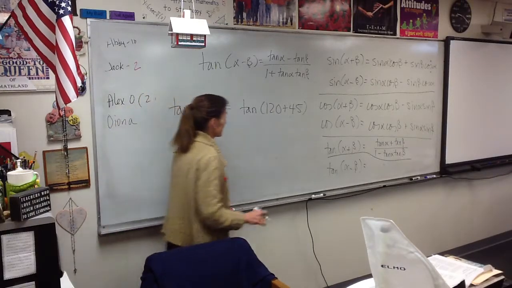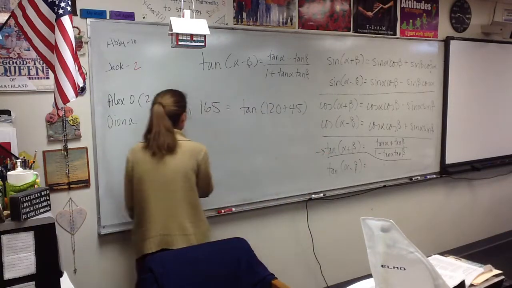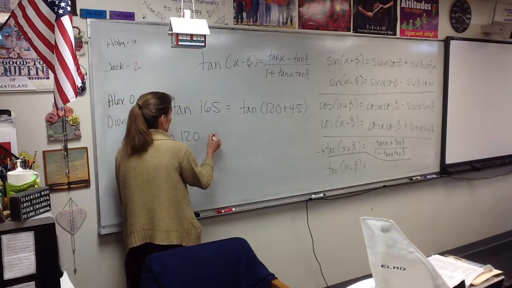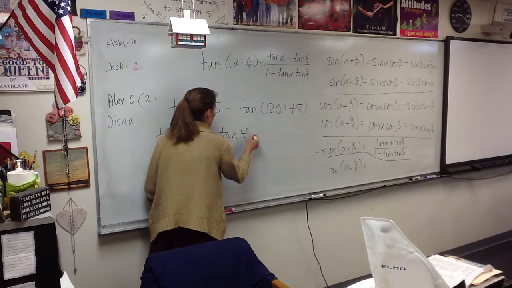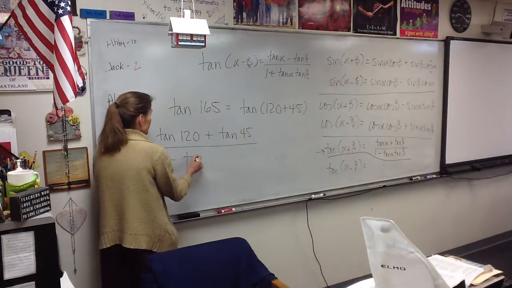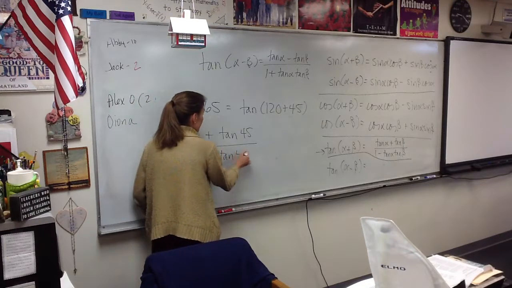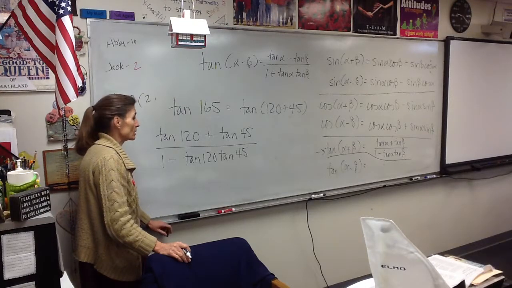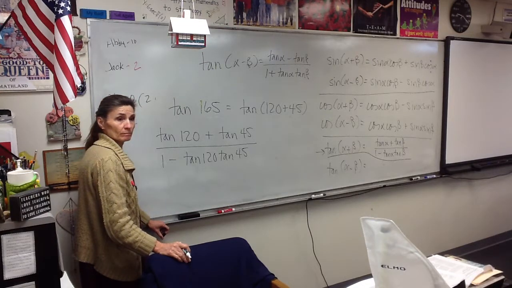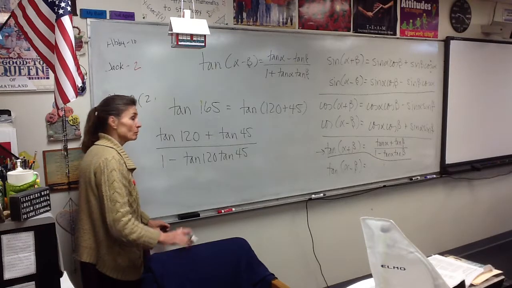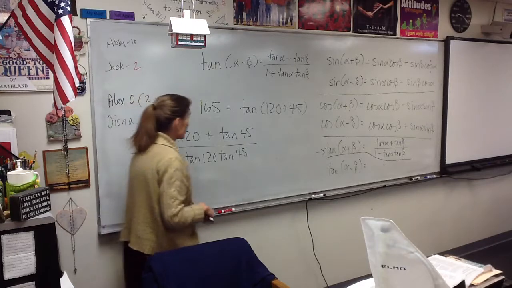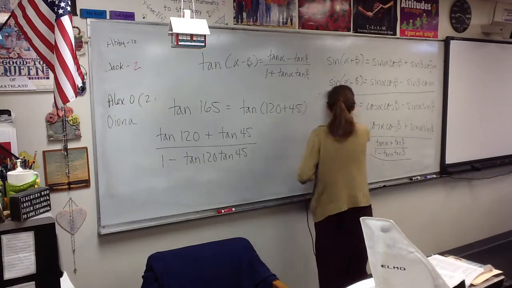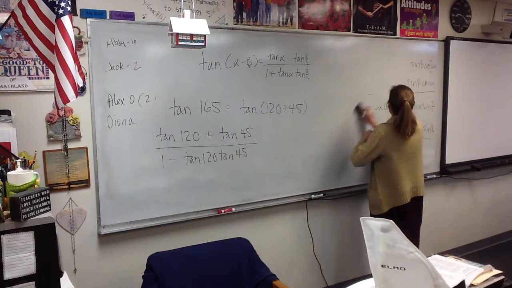All right, this is a plus, so it's this formula right here. So what's that going to look like when I expand it? Tan 120 plus tan 45 over 1 minus tan 120 tan 45? Everybody okay with that? Now what do you think we have to do? We gotta plug in the numbers here, right? So we gotta figure out, and I erased my 45 down there, but we need to figure out what the tangent of 120 and the tangent of 45 are.